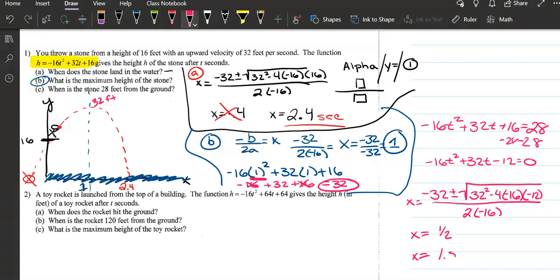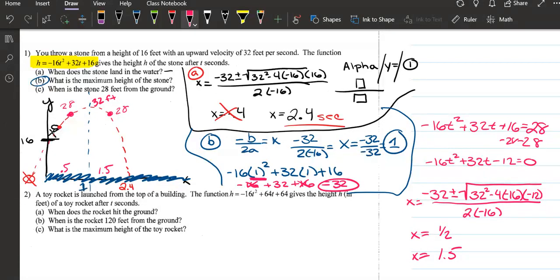Okay. So you get x equals 1/2 and x equals 1.5, which makes sense because 28 is probably here at 0.5, and 28 is roughly here. So we did it at 0.5 and we did it at 1.5, which makes total sense.